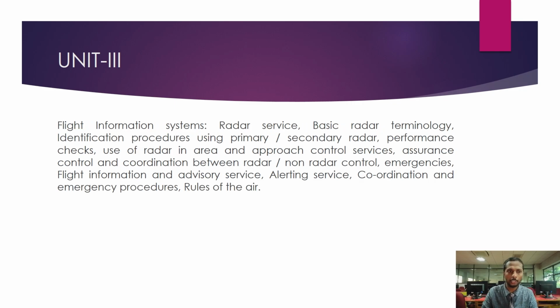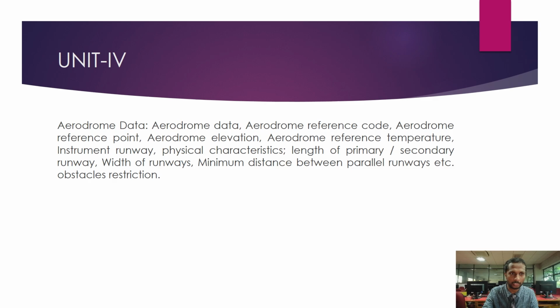In unit 3, you will study about the flight information system, where you learn how the radar system works, what a radar is, and what the primary radars and secondary radars performance are. So how it approaches, how the ATC control and radar will help the ATCs and the pilot for the communication, and how it will give the assurance control, alerting devices, the coordination and the emergency procedures. All these things will be studied in unit 3.